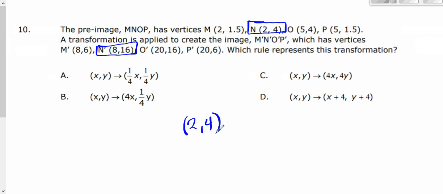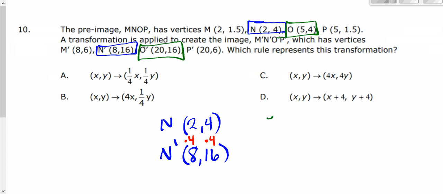And I'm looking for how these numbers are related to each other. So this was N, and this is N prime. So I can see to get from 2 to 8, I can multiply by 4, which I can also do to my y value to get from 4 to 16. I can multiply by 4. So I'm going to check one more point. Looking at O, I have 5 and 4, and O prime, I have 20 and 16.